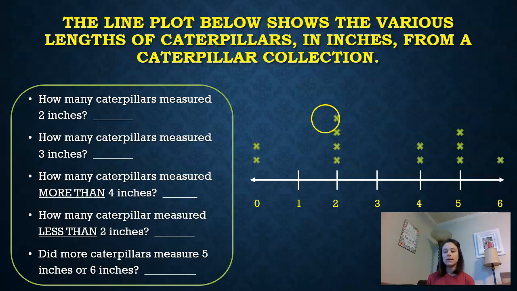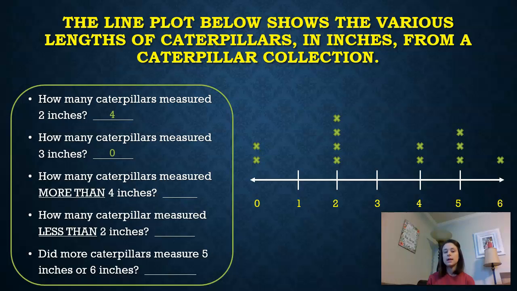Okay, how we're going to do that is we're going to go to our 2 and look at that. Above the 2, I have 1, 2, 3, 4 X's or 4 marks. That means I had 4 caterpillars that measured 2 inches. So there's our answer. How many caterpillars measured 3 inches? Once again, I'm going to go to my line plot and find the number 3. I do not have any marks above the number 3. That means 0 caterpillars measured 3 inches.